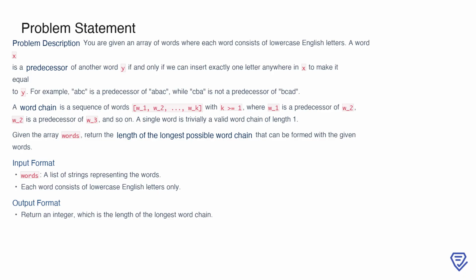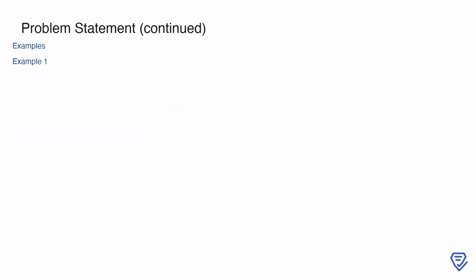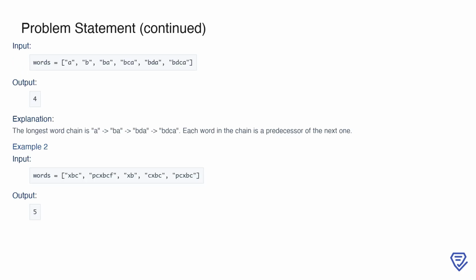Now, what is a word chain? For a word to be a predecessor of another, you should be able to insert exactly one letter at any position in the first word to make it equal to the second word. Additionally, even a single word by itself is considered a valid word chain of length 1. Let's look at an example to make this clearer.